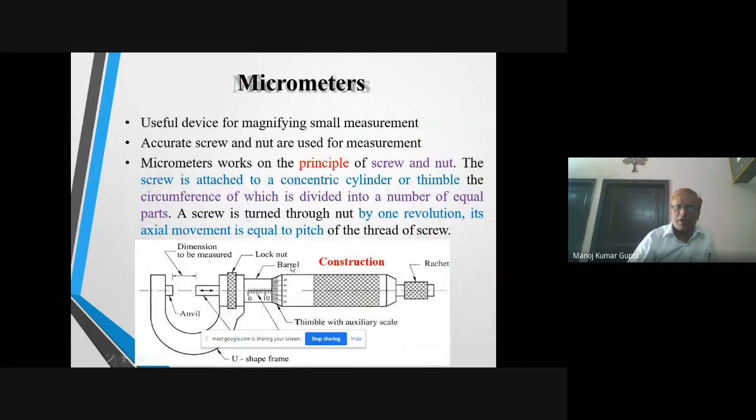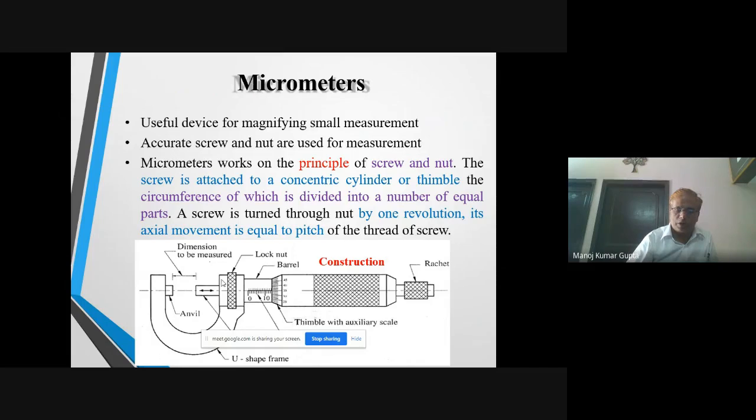Micrometers. Similarly, a micrometer is there, and then we can do the measurement. This is the dimension. This is the anvil, and this is a U shape. This is the gap between 2 points, so we can place the object here and do the measurements.